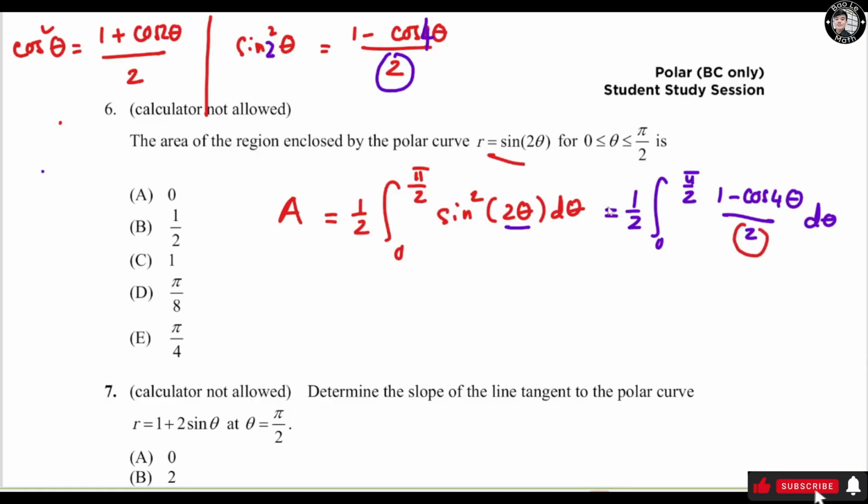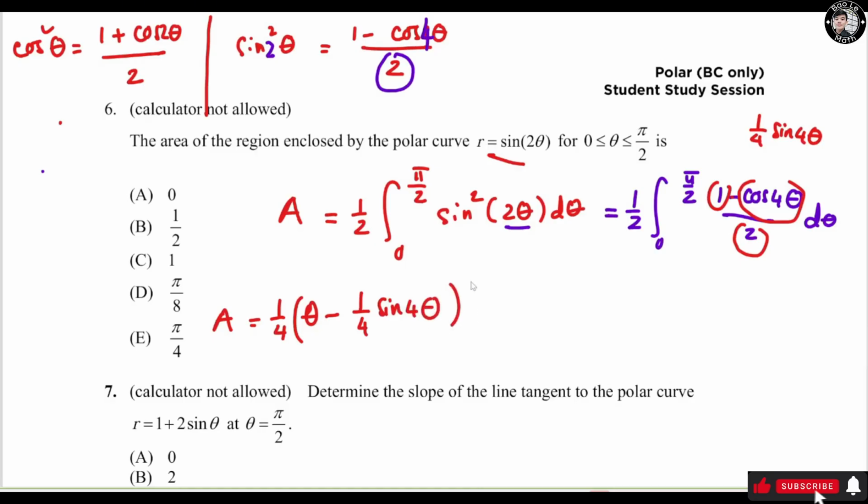Now the 1/2 inside right here, I'm going to bring this one outside, so I have A equals 1 over 4. Now I'm going to take the antiderivative of this one, it's going to be theta. The antiderivative of this one is going to be 1 over 4 sine 4 theta, and I have the negative sign right here, so it could be negative 1 over 4 sine 4 theta, evaluated from 0 to pi over 2. So it could be 1 over 4 times pi over 2 minus 1 over 4 sine of 4 times pi over 2, which is going to be 2 pi. If I substitute 0 for theta, it's going to be 0, so I don't need to worry about the lower limit. So this becomes pi over 8. This becomes 0 because sine 2 pi equals 0. So the answer must be D.